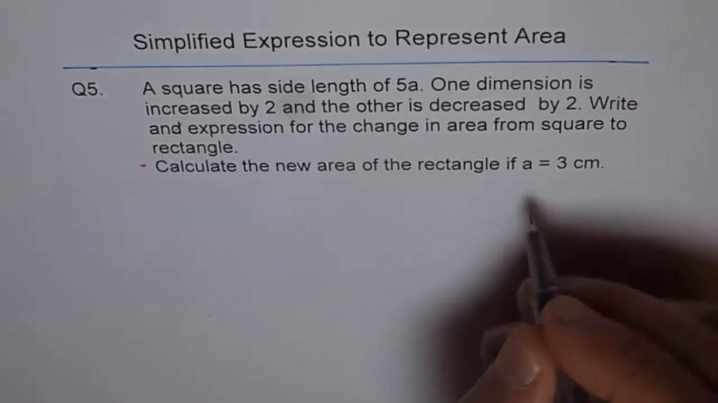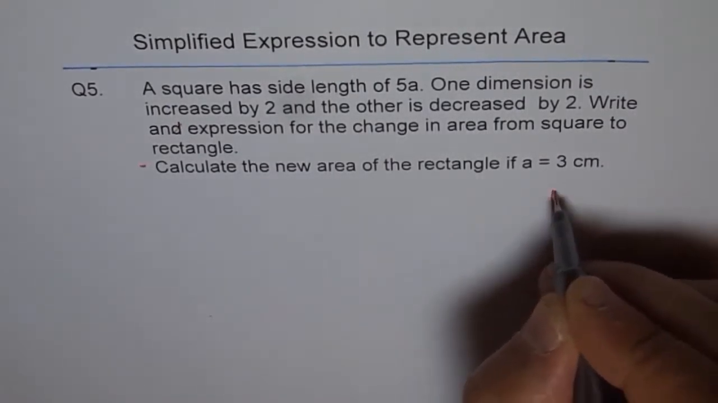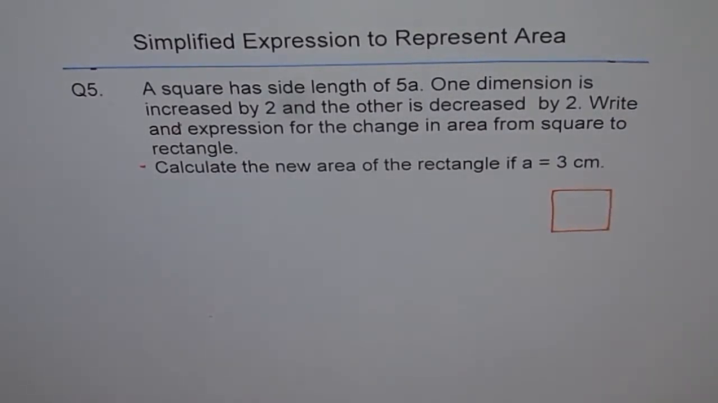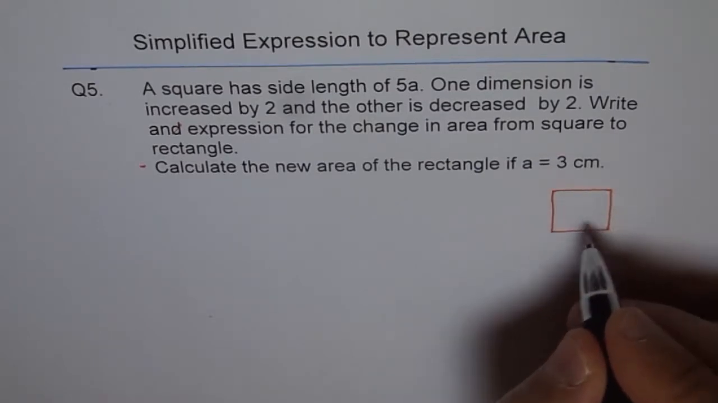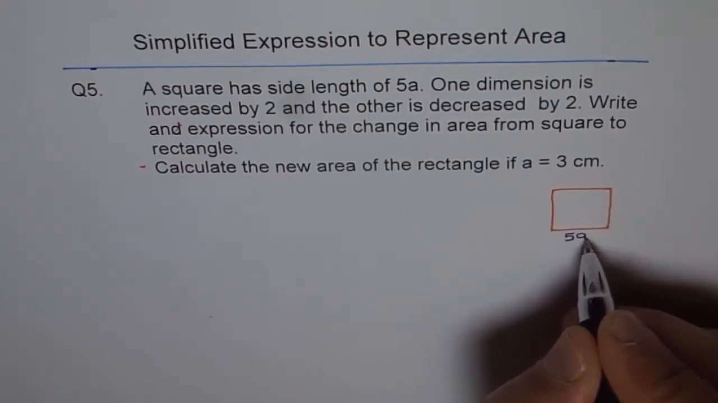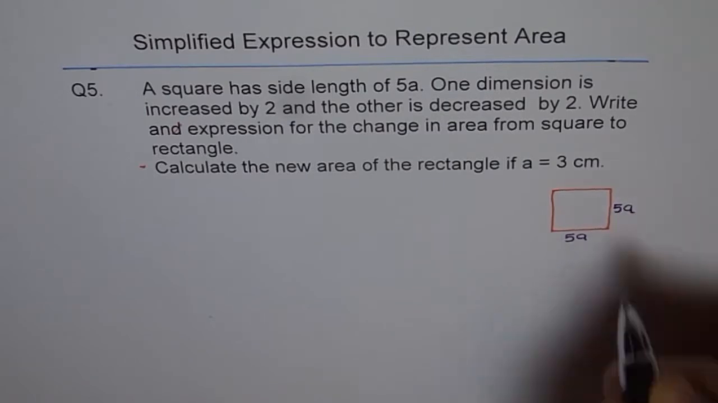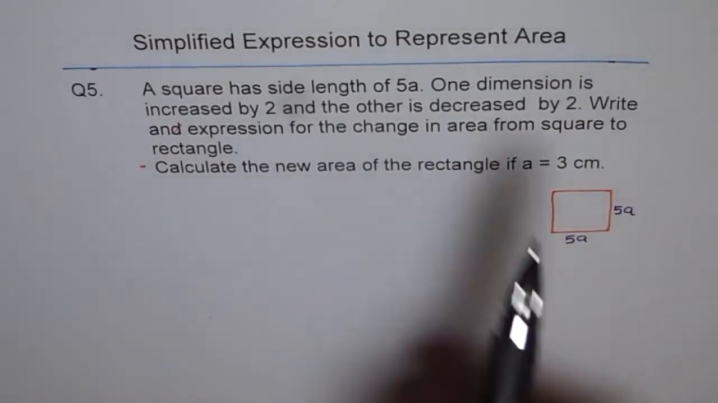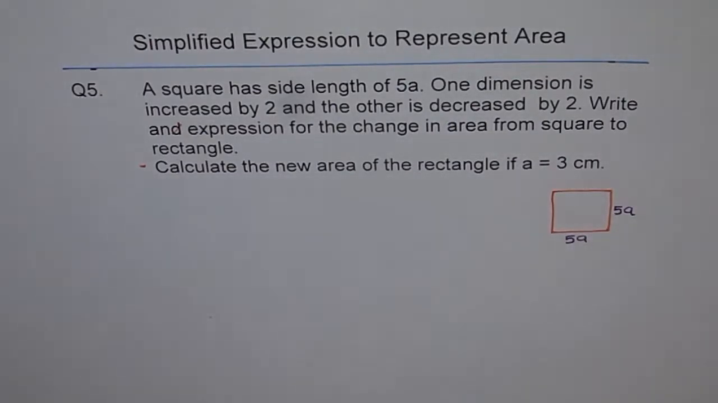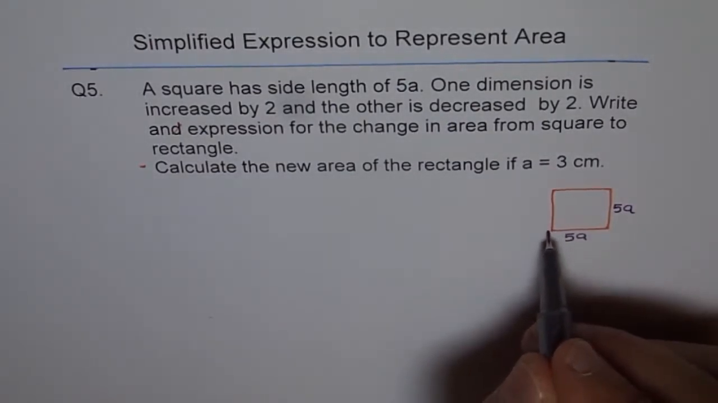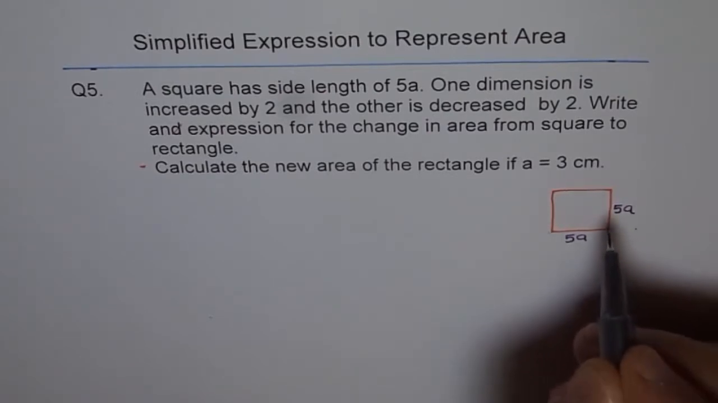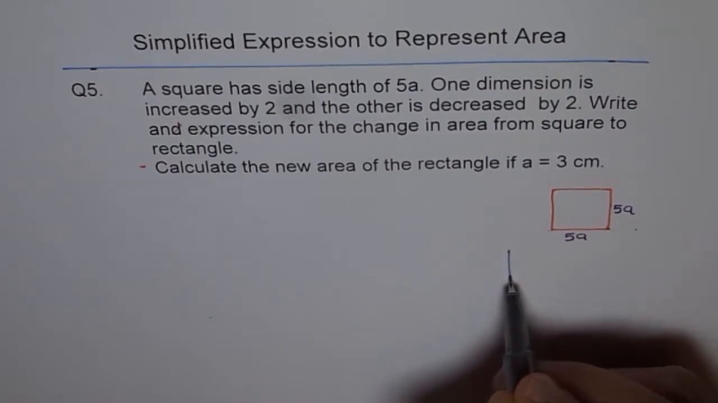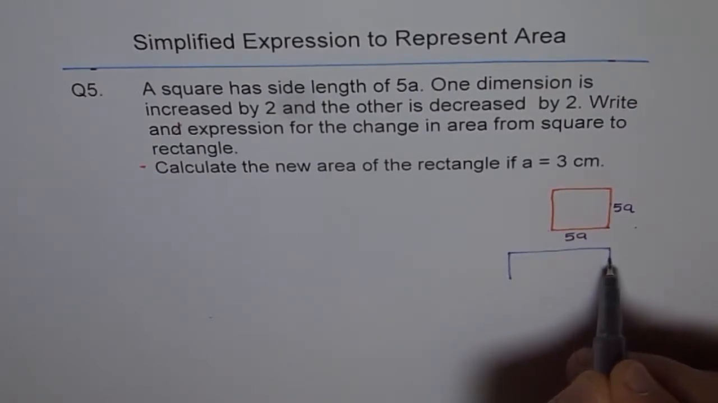So let's think first how this problem is designed. So we have this square, right? And that's the square whose side lengths are 5a. So each side is 5a. This is 5a and this is also 5a, right? One dimension is increased by 2 and the other is decreased by 2. Let's increase this by 2 and decrease that by 2. So if we do that, then we get a rectangle like this.